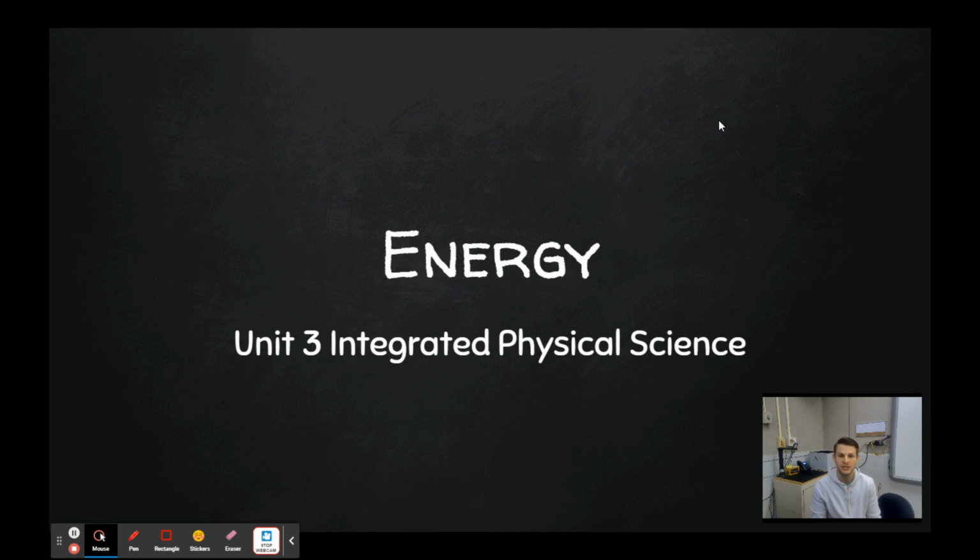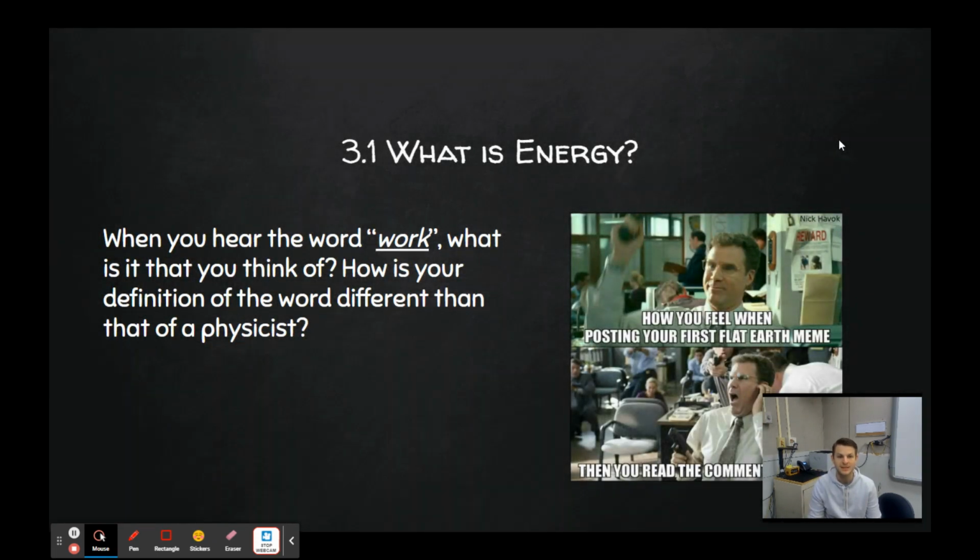When we look at energy, we are looking at basically the other half, the married other half of what creates everything in science. So, what is energy? Well, when you hear the word work, what does that make you think of? And how is your definition of work different than that of a physicist? Okay, well, think about it. What do you think is work?